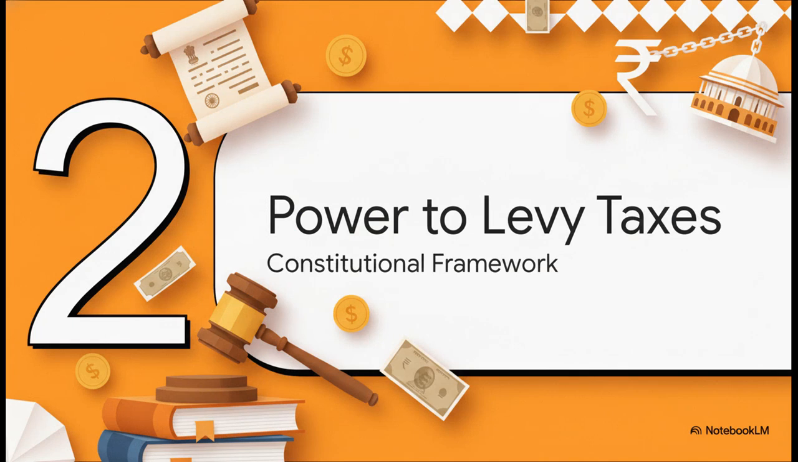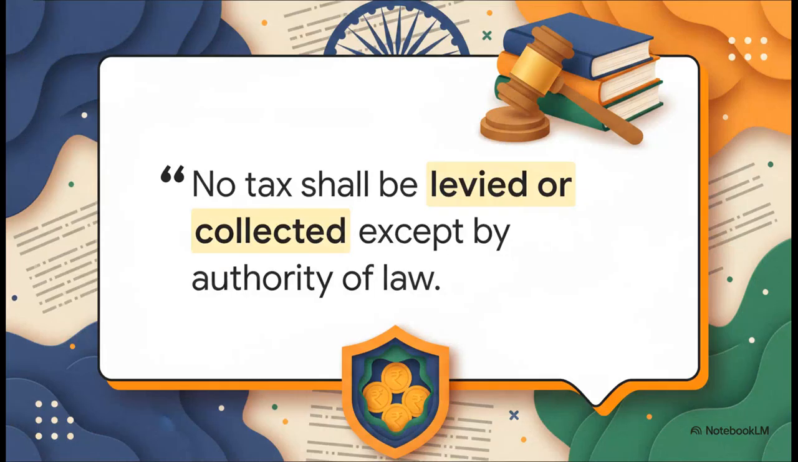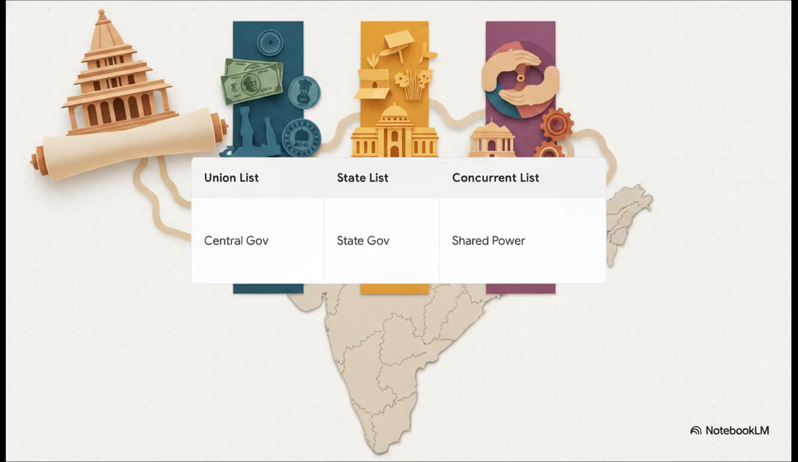Moving on to Section 2, power to levy taxes. So you might be wondering, where exactly does the government get the power to just demand this money from us? Well, it all goes back to the ultimate rulebook, the Constitution of India, specifically Article 265. It clearly states, no tax shall be levied or collected except by authority of law. This is a massive, absolutely crucial protection for us as citizens. It literally means the government cannot arbitrarily take a single rupee from your pocket without explicit, codified legal authority granted by the Constitution.